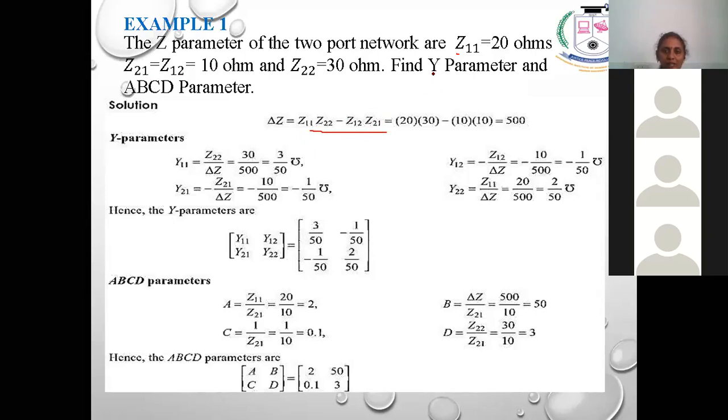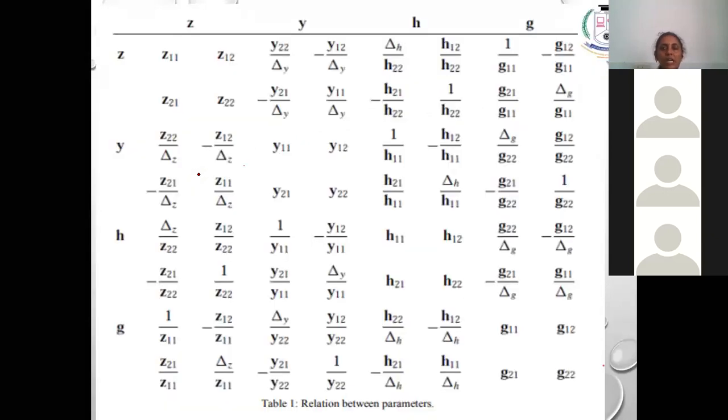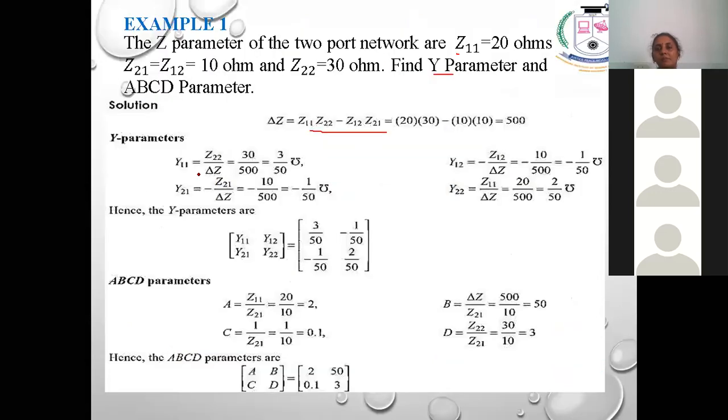Now first find the Y parameter. What is the Y parameter formula? Y11 in terms of Z, you have to write. So Y in terms of Z means you have to take it from the tabulation. I'll put out the ABCD parameter also and give you a snapshot in the next class. That will be more useful for you. Y11 is equal to Z22 by del Z. Z22 is given to be 30 and del Z is 500. So you will get 3 by 50 mho. Mho is the unit for admittance.